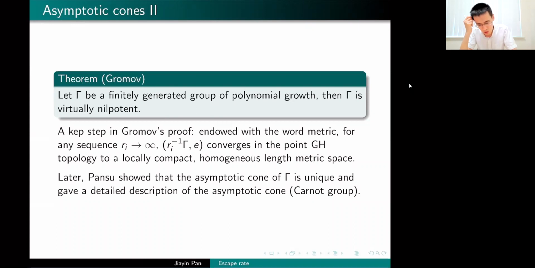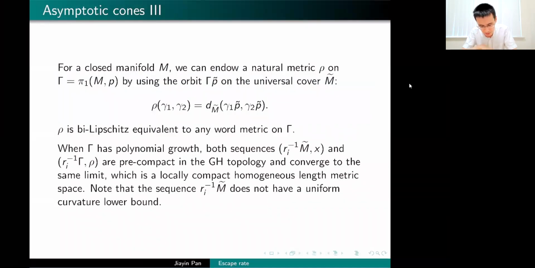Then later, Pansu showed that the asymptotic cone is indeed unique and gave a detailed description of these asymptotic cones. They're indeed simply connected nilpotent Lie groups with left-invariant Finsler metric. But anyway, we're not gonna need these things here. Okay, so this may be more related to the thing we have here.